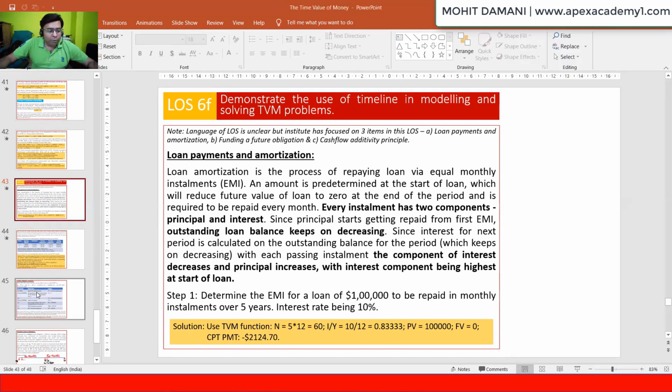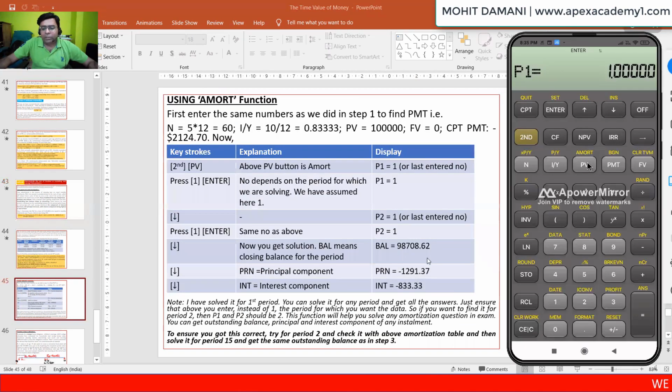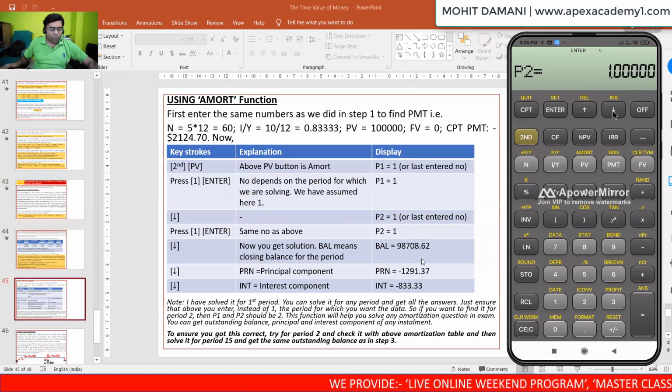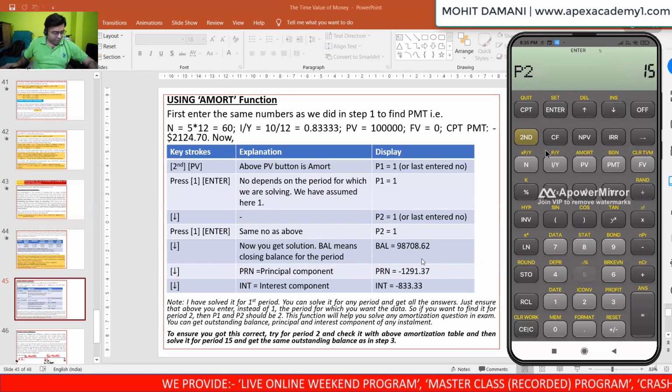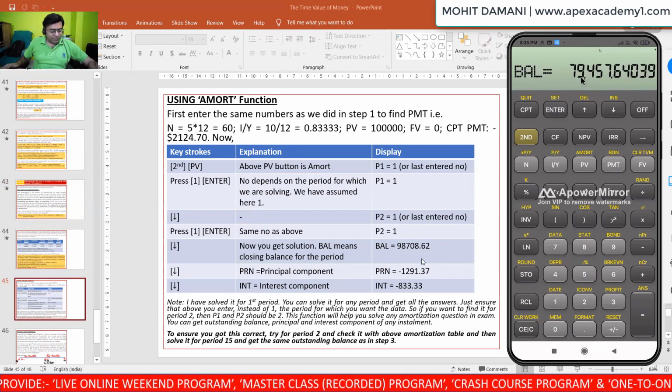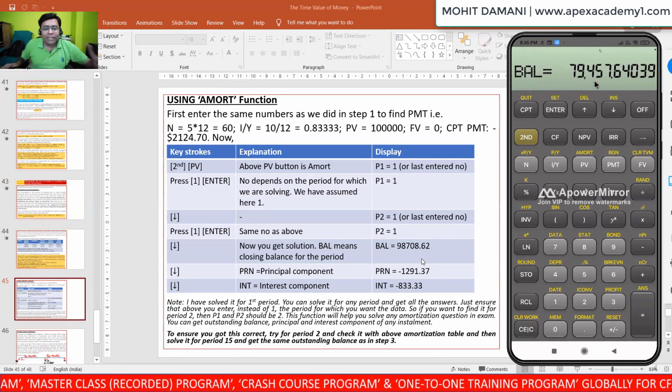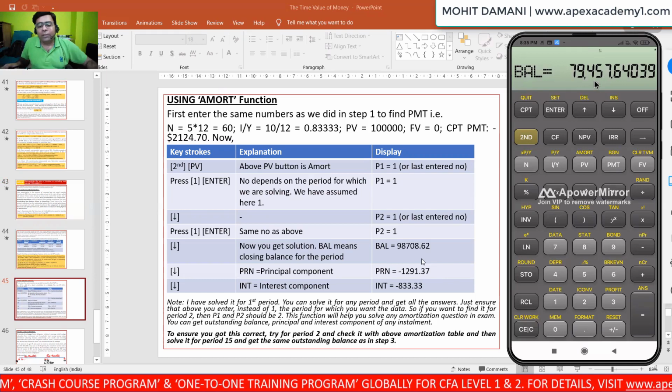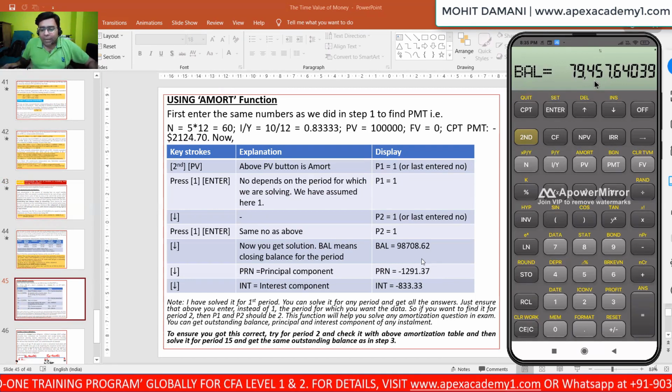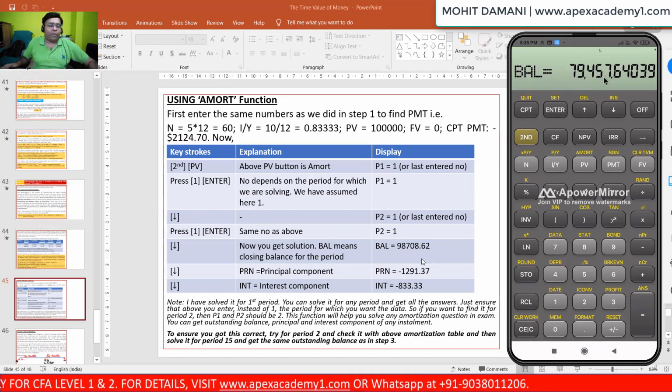Now suppose I want to calculate the 15th month installment, the 15th month interest component and principal component, how will I get it? You see P1, enter over here 15, enter, arrow down, and then again 15, enter, arrow down. See, you get three things. What is the outstanding balance after the 15th month? The outstanding balance is 79,457 after the 15th month.